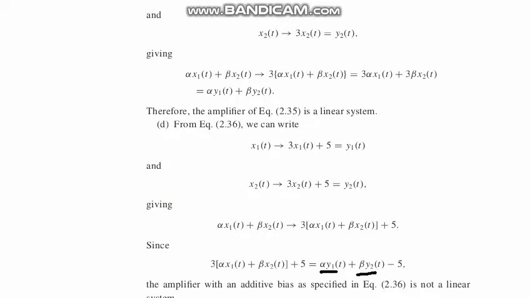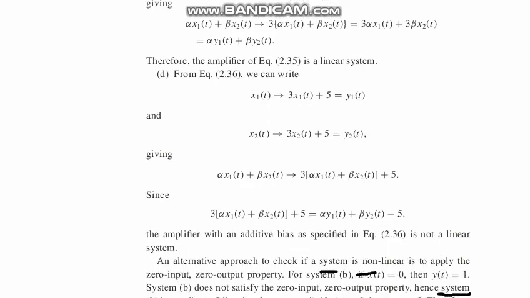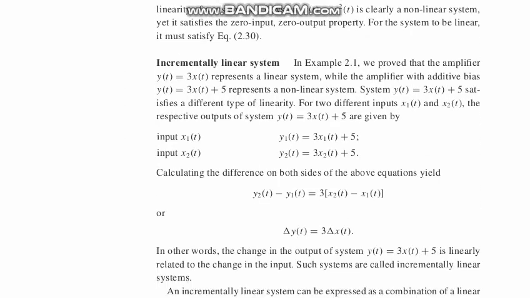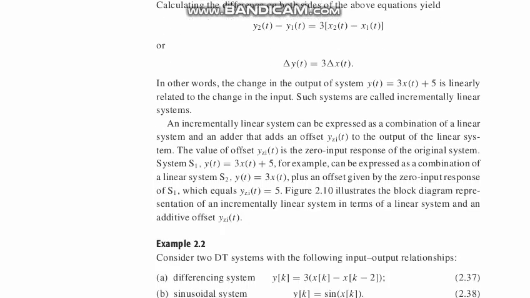If you just put the values here, that is not a linear system. In that additive bias system, it is not linear because it doesn't satisfy the equation. Now, the incremental linear system is not the thing here.